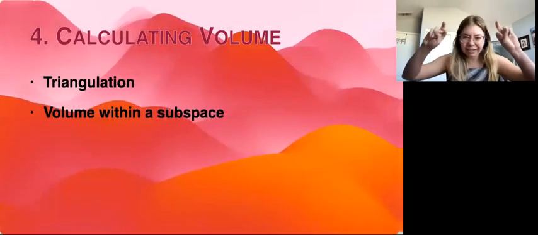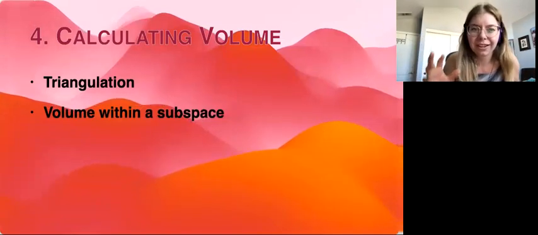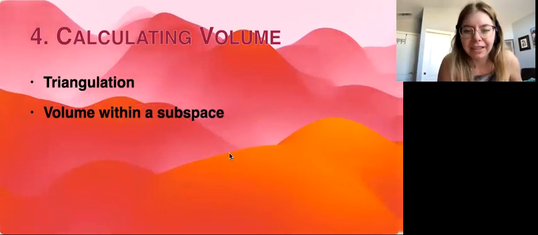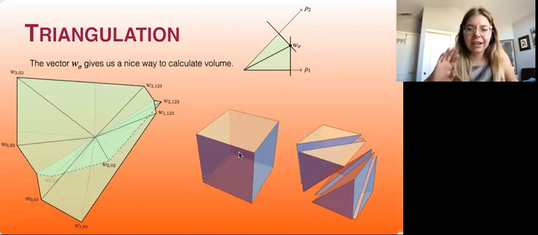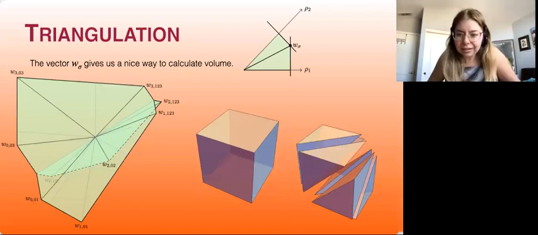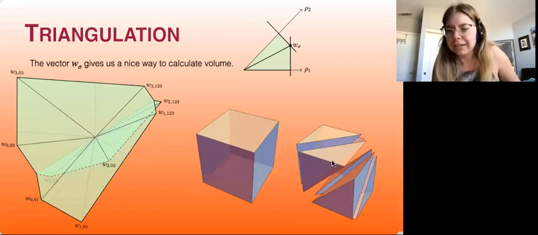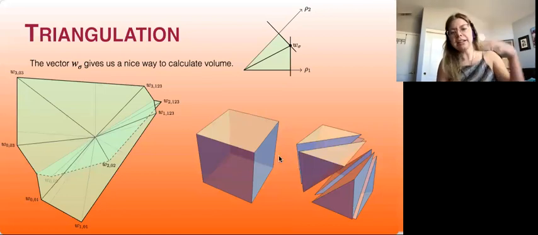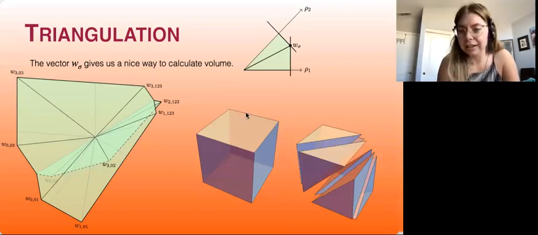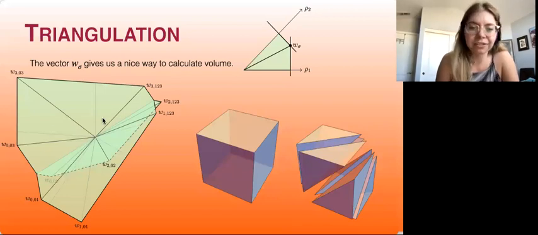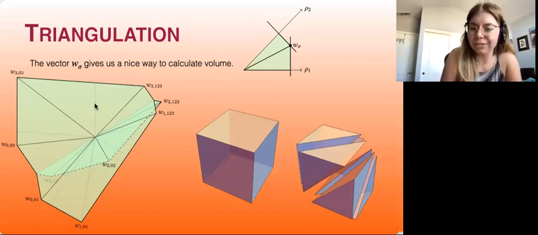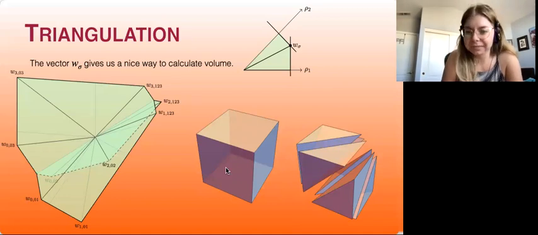Now, I'm talking about volume. Let's see what I mean by this. The vector W, it's pretty clear with this three-dimensional figure, gives us a really nice way to calculate volume. We split things up into triangles. We just have a bunch of n-simplices. So things shouldn't be too bad.